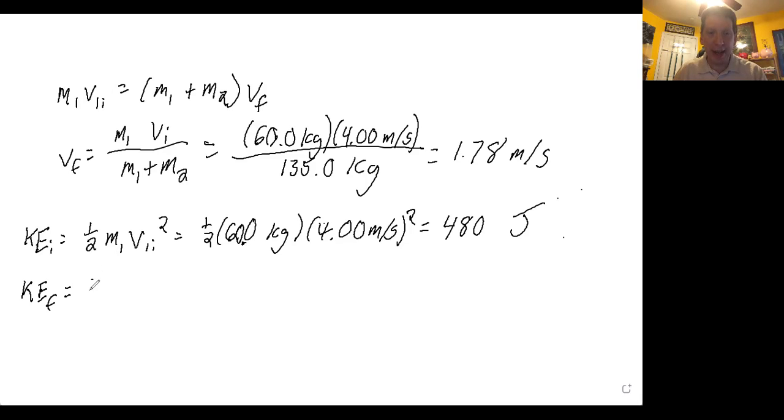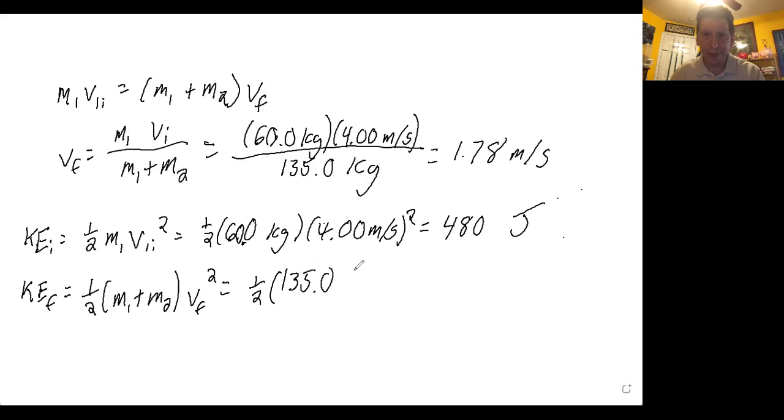So the final kinetic energy is 1/2 m1 plus m2 times v final, which we just figured out, squared. So that's 1/2 times 135.0 kilograms multiplied by 1.78 meters per second. And don't forget you're squaring that.